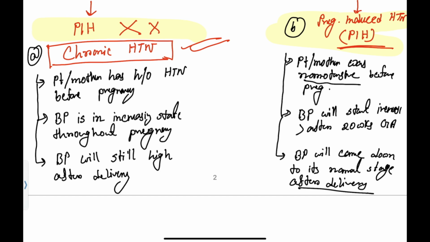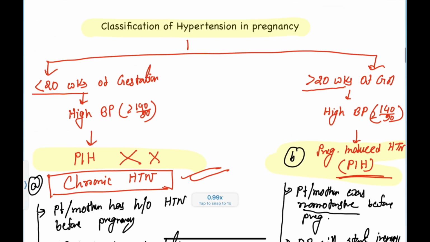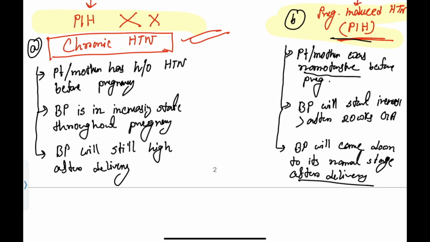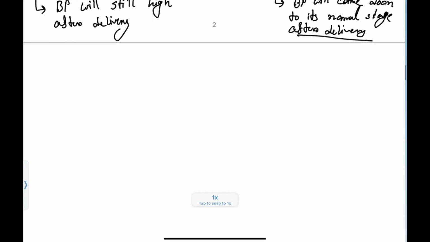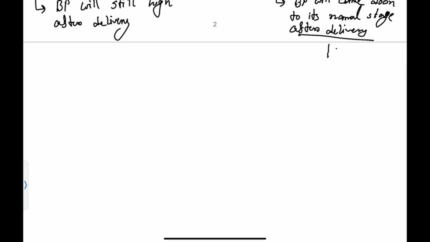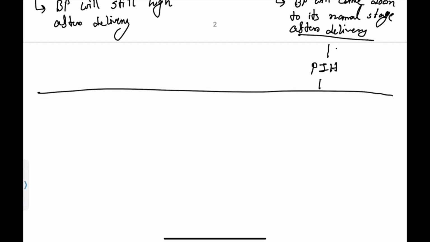So you understand the difference between chronic hypertension and PIH. Chronic hypertension occurs from before 20 weeks onwards, and PIH occurs after 20 weeks of gestation. So this is the major classification. Now I will further classify PIH into some other categories.